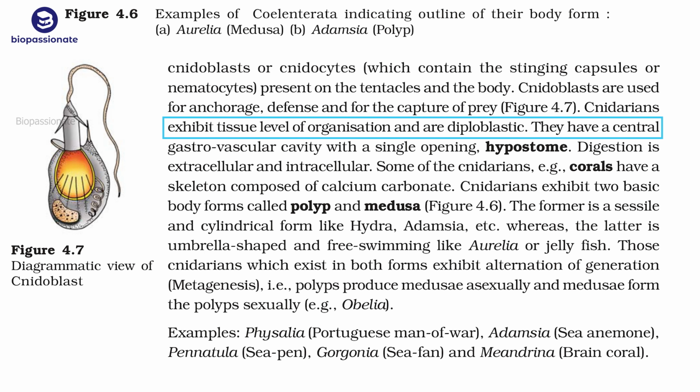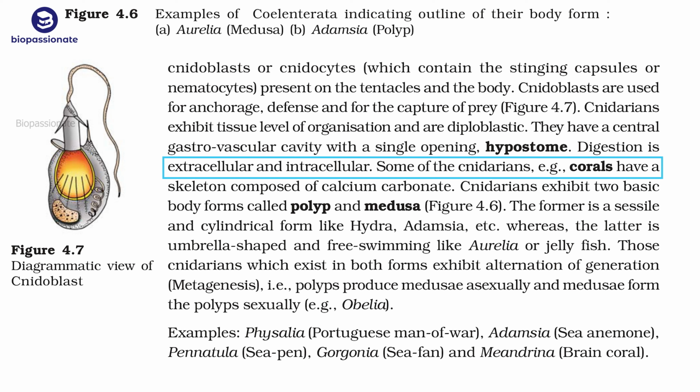Cnidarians exhibit tissue level of organization and are diploblastic. They have a central gastrovascular cavity with a single opening, hypostome. Digestion is extracellular and intracellular. Some of the cnidarians, for example corals, have a skeleton composed of calcium carbonate.